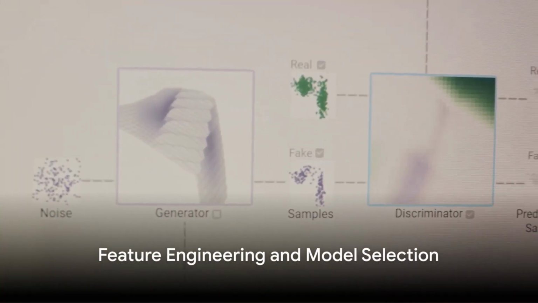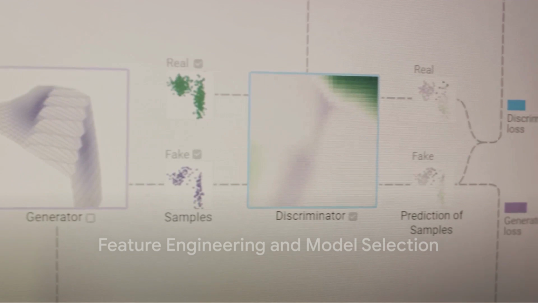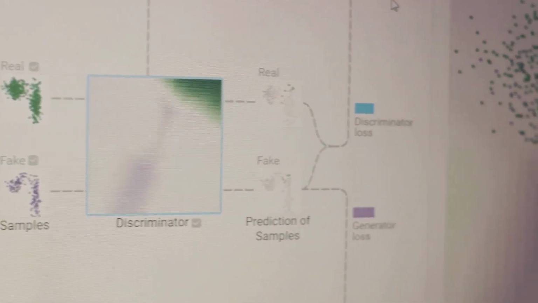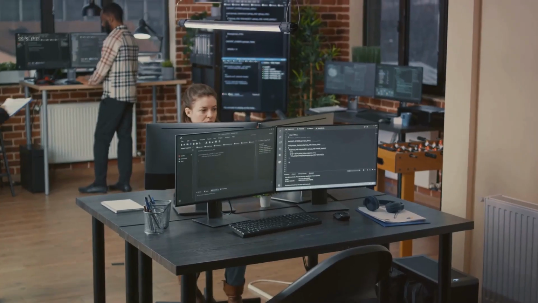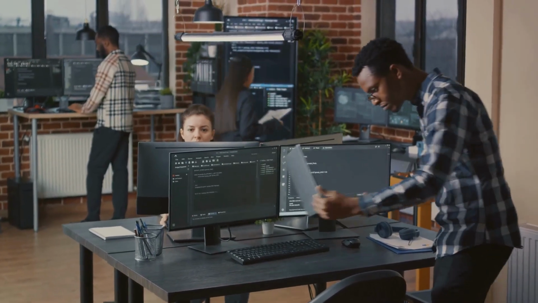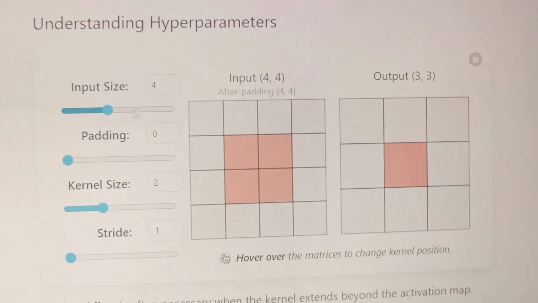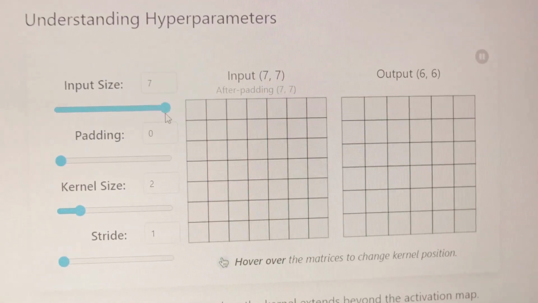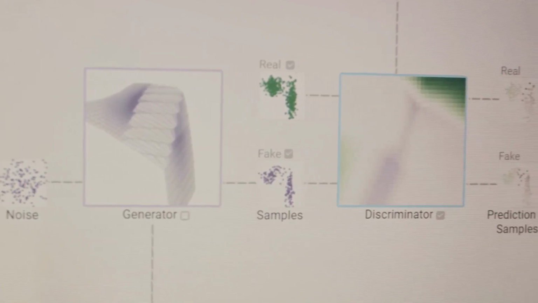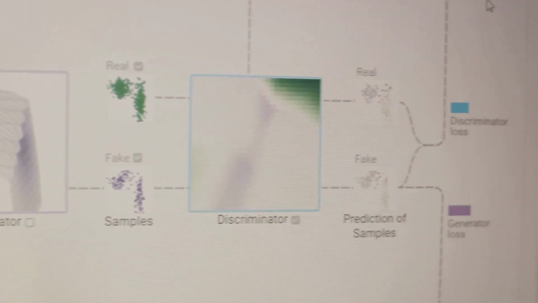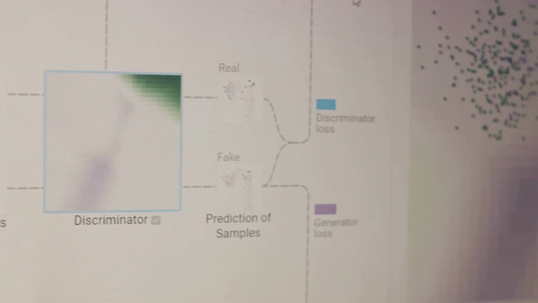Next in the workflow is feature engineering and model selection. Feature engineering is all about selecting and creating the most relevant features from the raw data. Think of these features as the key ingredients in our machine learning recipe. They help us effectively represent the underlying patterns and relationships in the data. Techniques like one-hot encoding, feature scaling, and dimensionality reduction can be used to prepare the data for modeling.